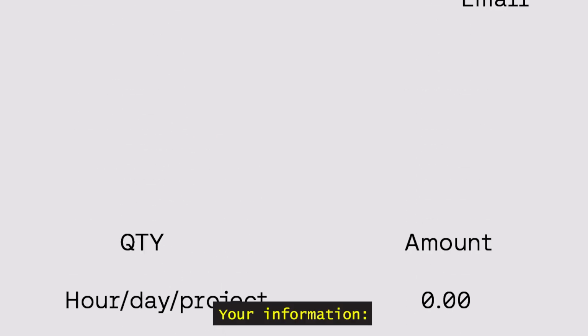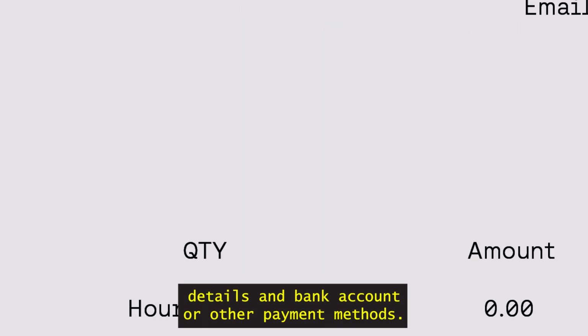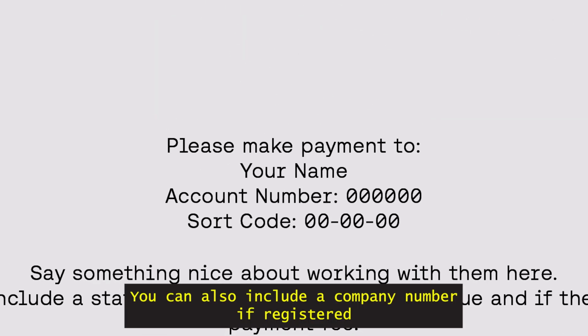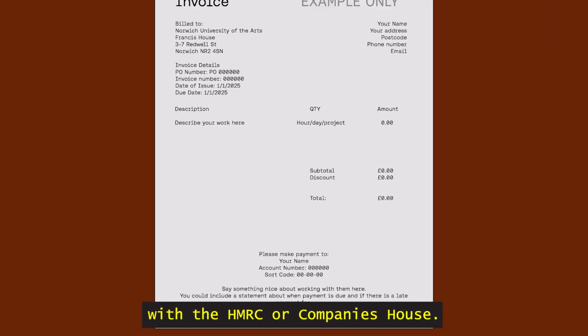Your information. Add your own business details such as name, contact details, and bank account or other payment methods. You can also include a company number if registered with the HMRC or Companies House.